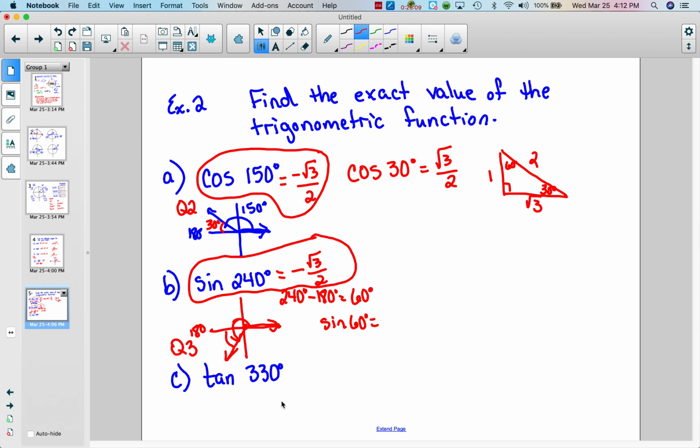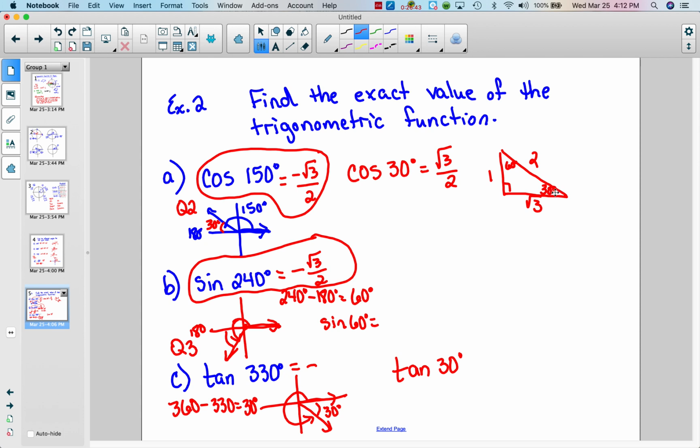Next one, tangent 330, draw a picture. So 330 is going to be in quadrant 4, so it's going to look like this. So we want this. So take 360 minus 330, and we get 30. That's the reference angle. So my reference angle is 30 degrees. So I need to know tangent of 30 degrees. First of all, students take calculus. Cosine is positive in quadrant 4, so tangent is negative.